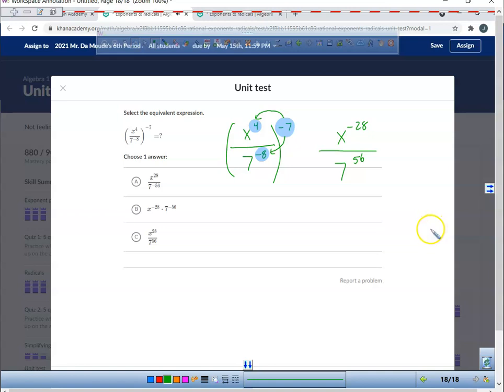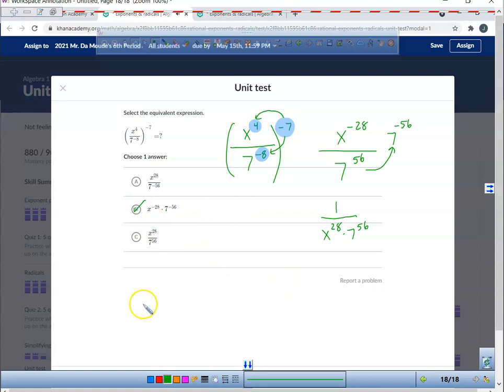Now, I need you to understand, in order to make a negative exponent positive, I can shift it down. So one of my equivalent answers could be 1 over x to the power of 28 times 7 to the power of 56. But that's not one of my answer choices, okay? But if I want to make a positive exponent negative, I can move it up. So I can move that to the power of negative 56, which ends up being my answer.